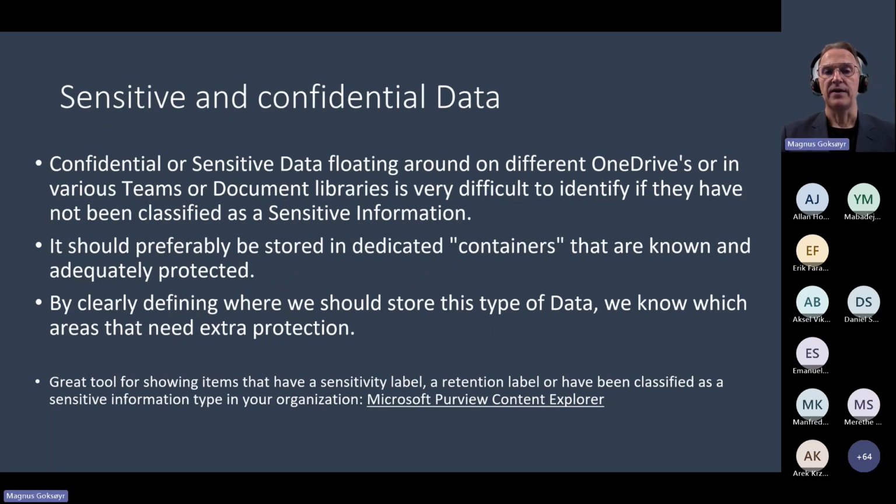By clearly defining where we should store confidential or sensitive data, we know which areas need extra protection. Because data floating around on different OneDrives or in various teams or document libraries on SharePoint sites is very difficult to identify if they have not been classified as sensitive information. So confidential or sensitive data should be stored in dedicated containers that are known and adequately protected.